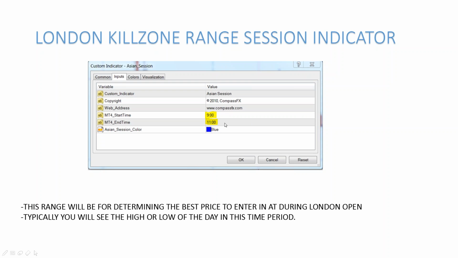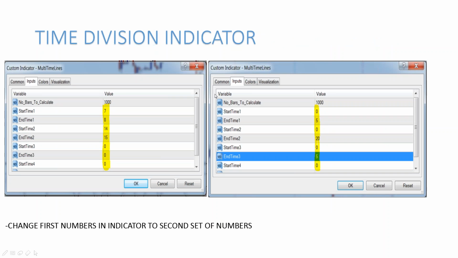But these are the times that I'm using. So I'm using 9 GMT and 11 GMT, which represents London Open. That's what I'm trying to capture in that time zone, just London Open, where, as I'll be explaining, you're going to see the bulk of the move happening and some great entry points at these times. So typically you're going to see the high or the low of the day during the London kill zone range.